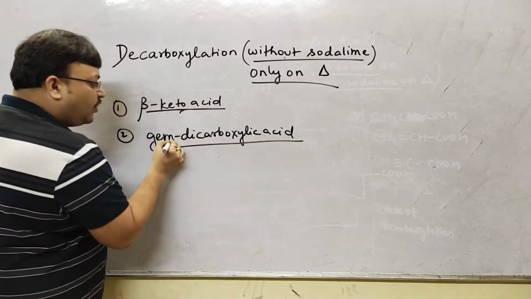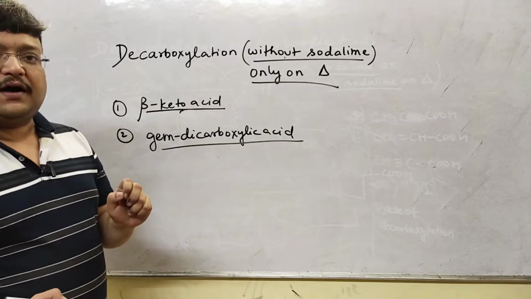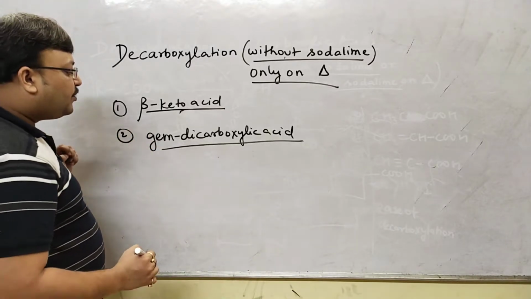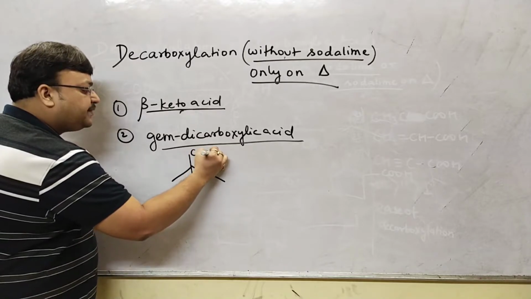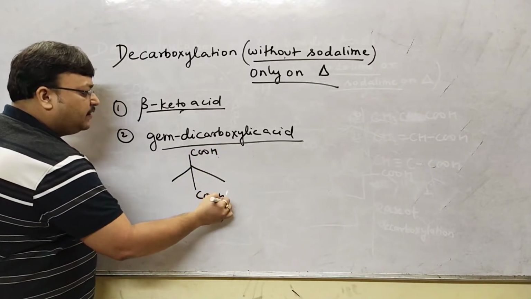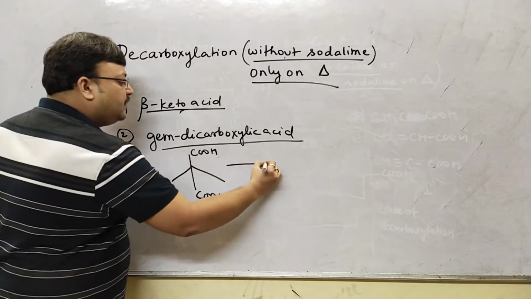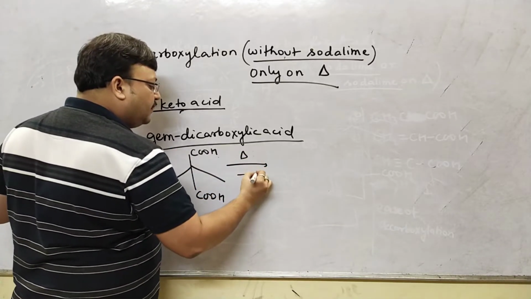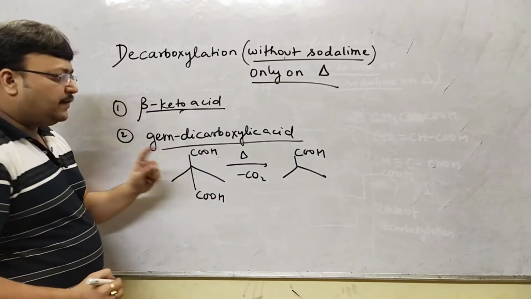Now, gem or geminal means two similar groups on the same carbon. So, geminal dicarboxylic acid means on the same carbon you have two COOH groups. Now, this on heating will lose carbon dioxide. One carbon dioxide will go. This will be the final product.